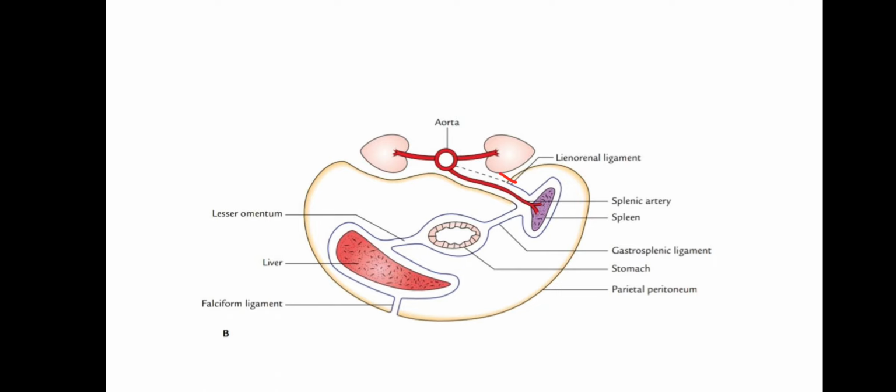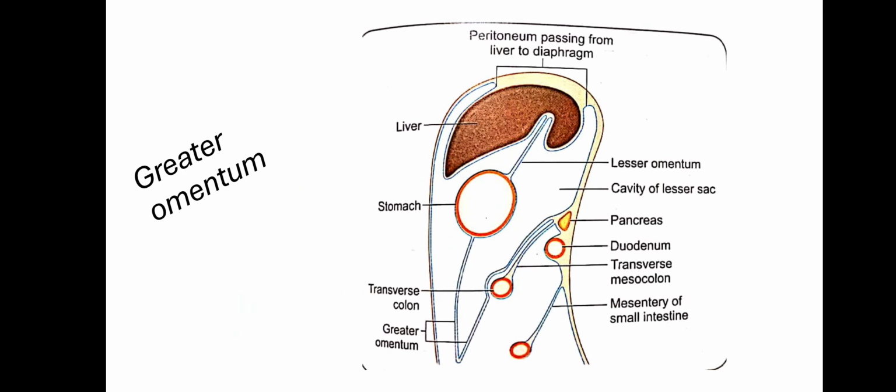The celiac trunk gives off the splenic artery, and you can see the terminal portion of the splenic artery is within the lienorenal ligament. The tail of the pancreas is also within the lienorenal ligament, along with the pancreatico-splenic group of lymph nodes. And you also know that the short gastric arteries are within the gastrosplenic ligament. Yes or no? Yes. So what about the greater omentum?